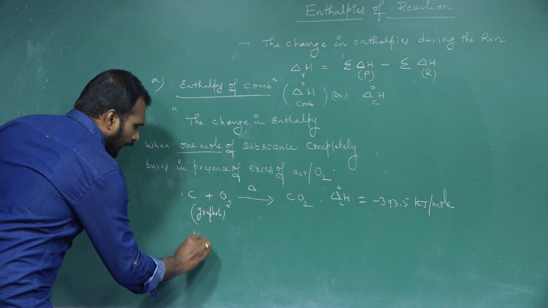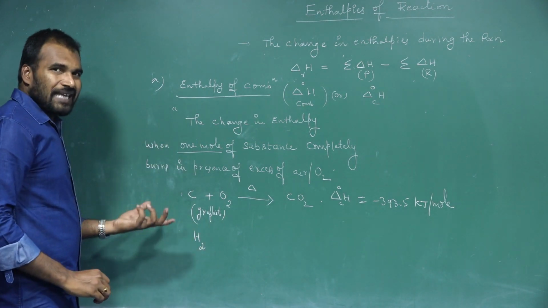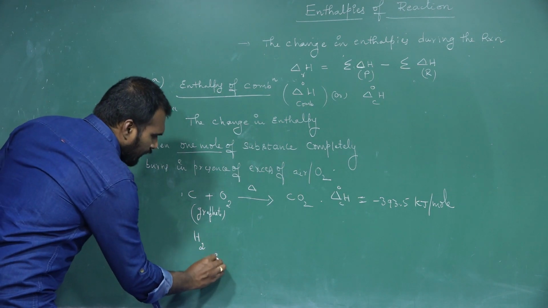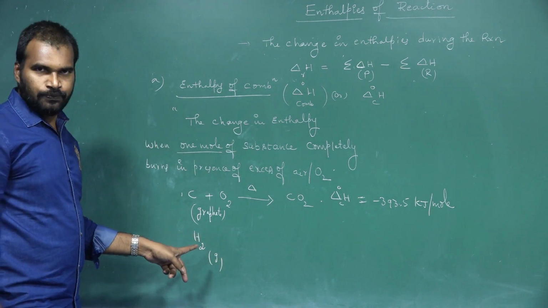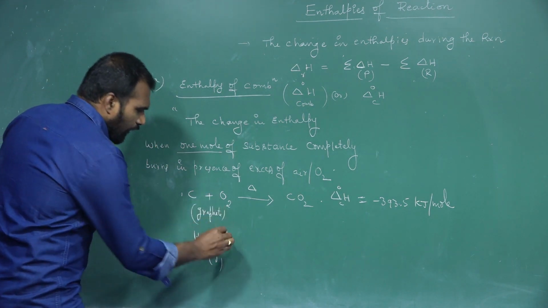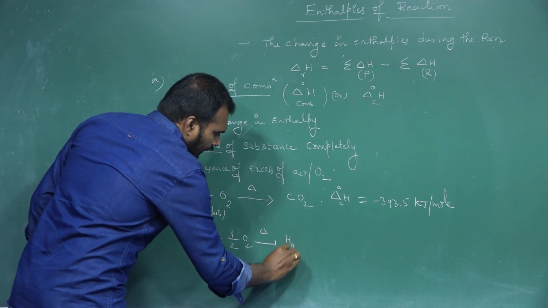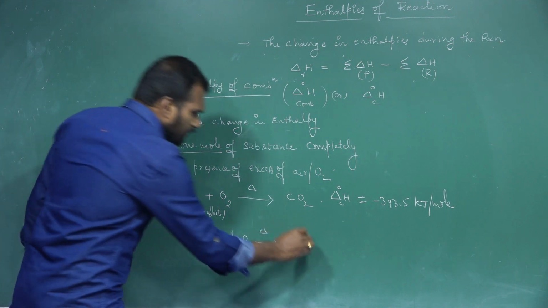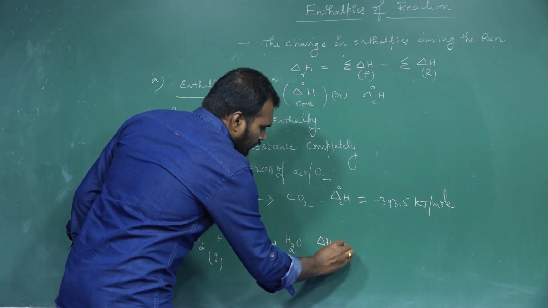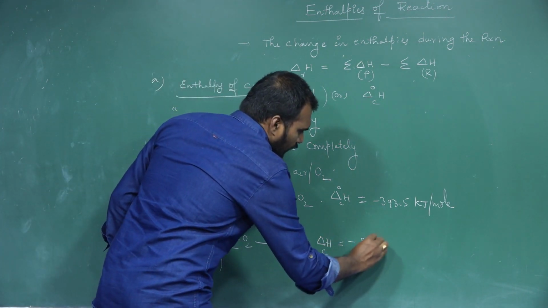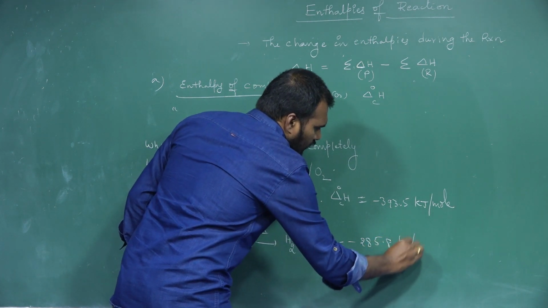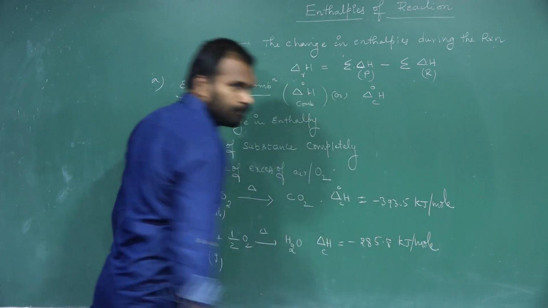Similarly, if you take hydrogen, what is the standard physical state of hydrogen? Generally at room temperature, it is a gaseous state. H2, when 1 mole of hydrogen undergoes combustion, it forms H2O. And it is also exothermic, so that is equal to minus 285.8 kilojoule per mole.